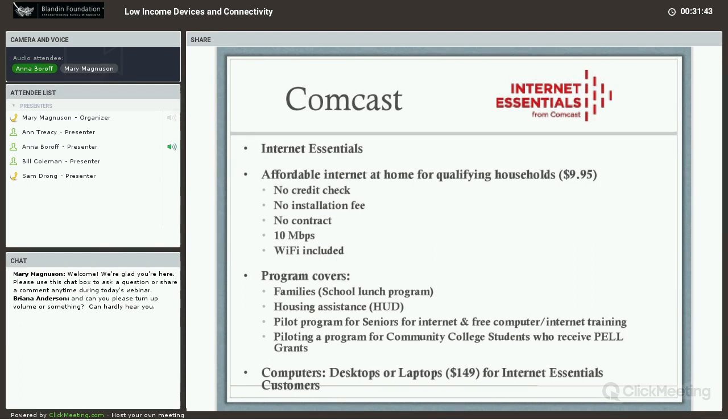They're not in Minnesota right now. So I'm going to watch those in case that's something that might be expanded in the future. One is a pilot program for seniors, and the other one is for community college students who receive Pell Grants. So I'll watch for updates on those, and maybe we can chat about those in the future too.